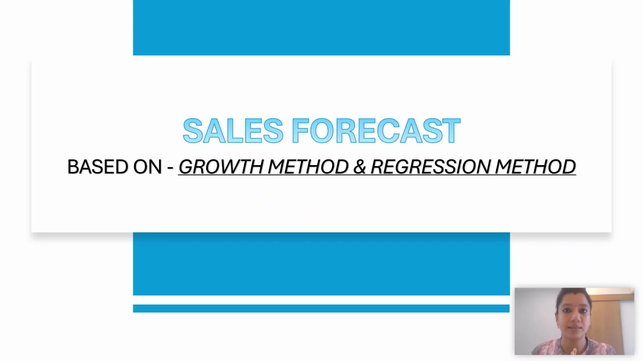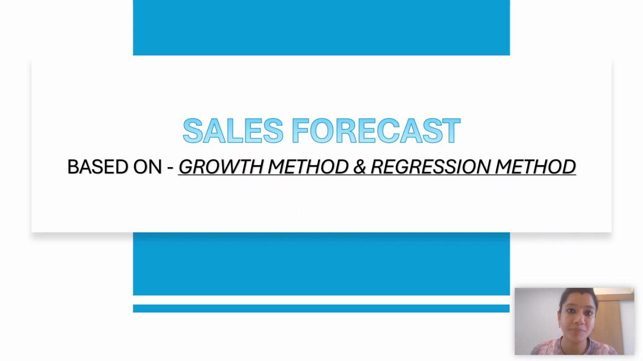to check. That is the first case. In the second case, the sales remain stable, which means the market conditions remain stable and the product life cycle of the product remains stable. In these conditions, you can go with the growth method and regression method. I have taken this based on two assumptions. One is the market conditions remain stable and the product life cycle remains healthy and there is no stoppage in production. If all these conditions are satisfied, then you can proceed with the growth method and regression method.